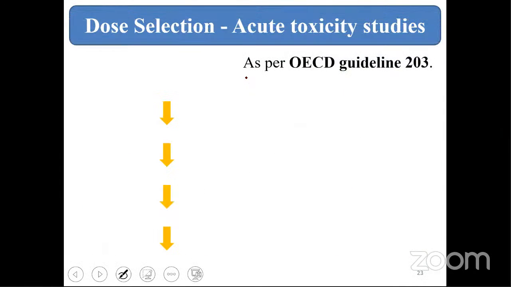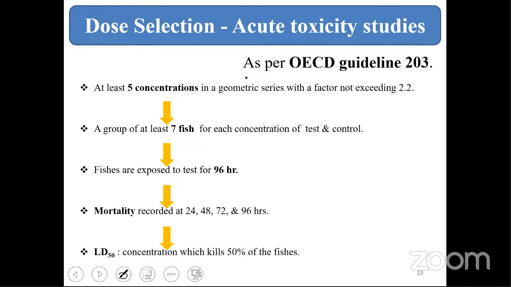Like mammalian species such as mice and rat, where we do toxicological studies, for this species also we perform toxicological studies, that is acute toxicity studies. As per OECD guideline 203, these toxicological studies are performed. We take 5 different concentrations. In a group, we take 7 fish. It depends upon the researcher how many groups they take, but in a group we want to take 7 fish.